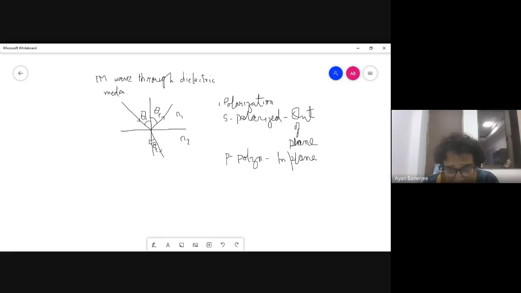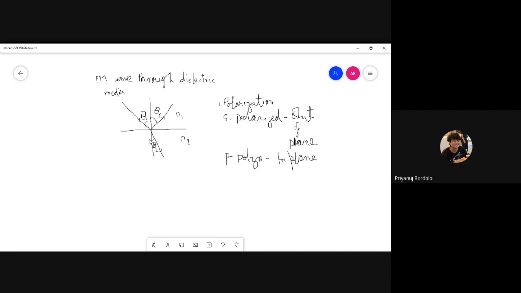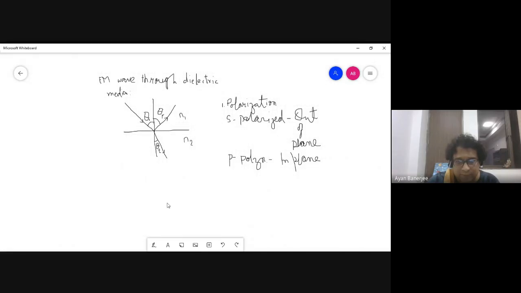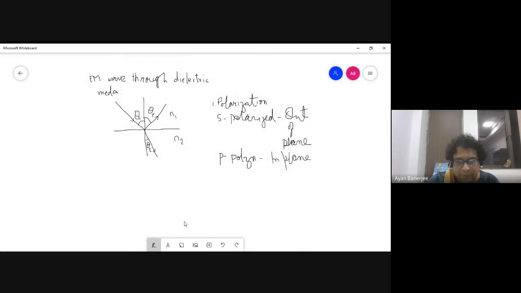And what is the other very crucial thing that is going to matter in a big way? The polarization of the beam, and what else? Very crucial. Angle of incidence. Of course, yes. Let us write that down. Angle of incidence, while I'm writing.